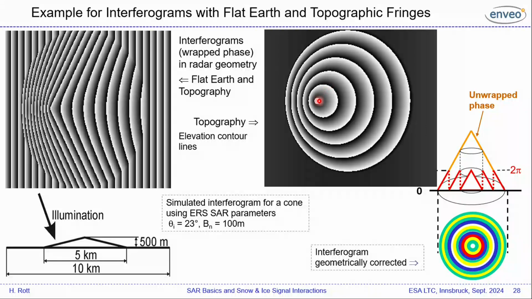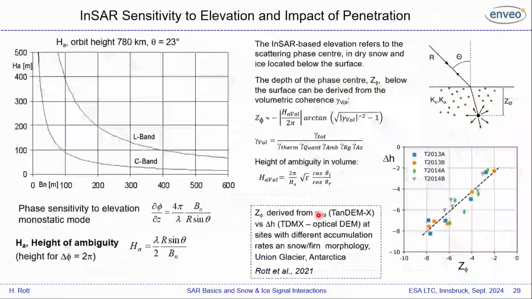This would be elevation contours. And then you need to do unwrapping. You stack this up and you come to this cone, which in this case wouldn't be so steep, but it shows in principle how this works, and this interferogram also can then be geometrically corrected. Then you get a map of elevation contours.